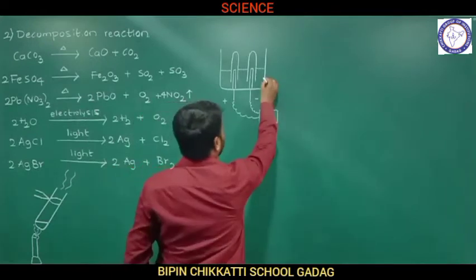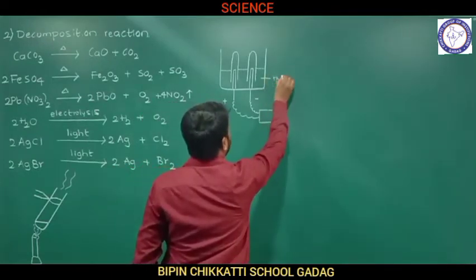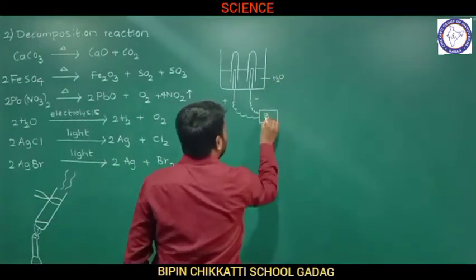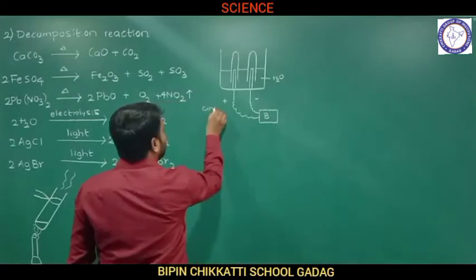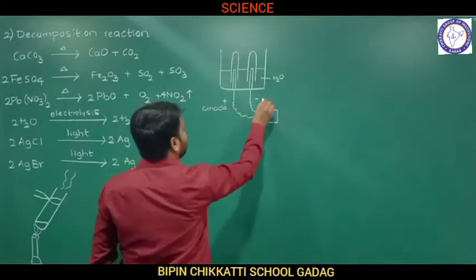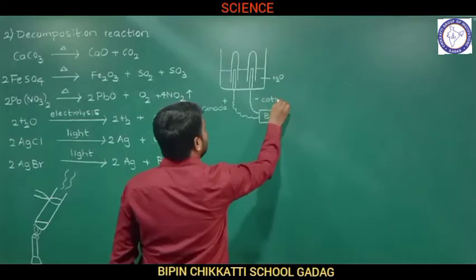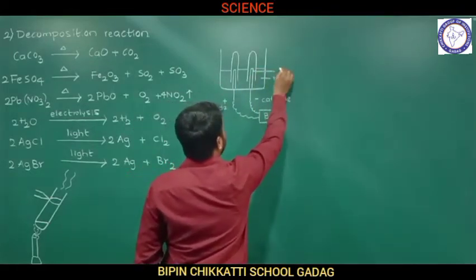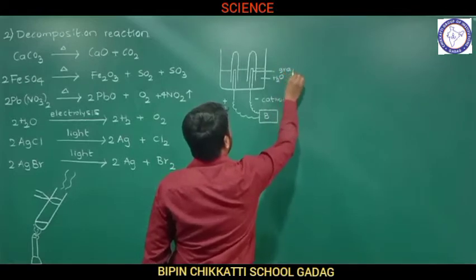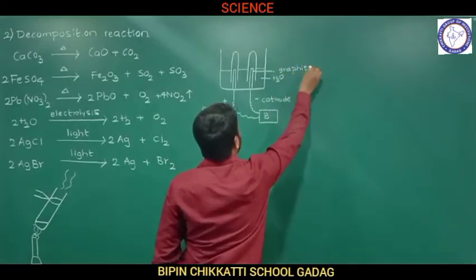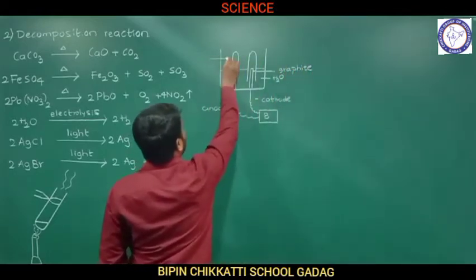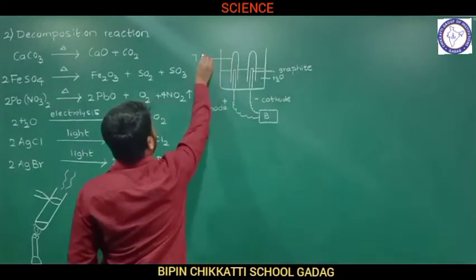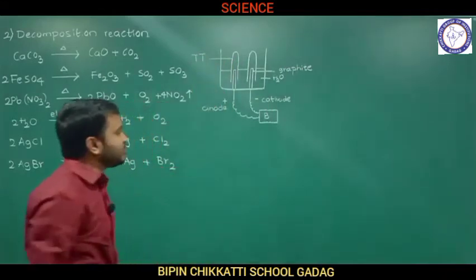So we just try to know, this is nothing but water we have, and this is the battery, and this will be the anode because that is connected to the positive terminal of the battery, and this is the cathode. The electrodes I introduced, these are the graphite electrodes I can consider, and these are test tubes filled with water.